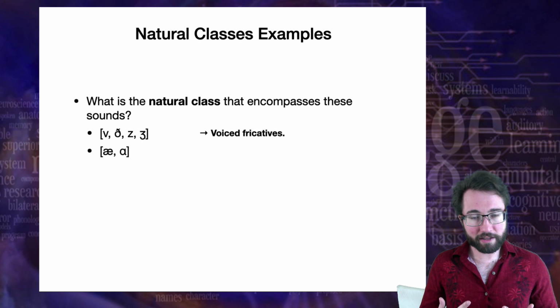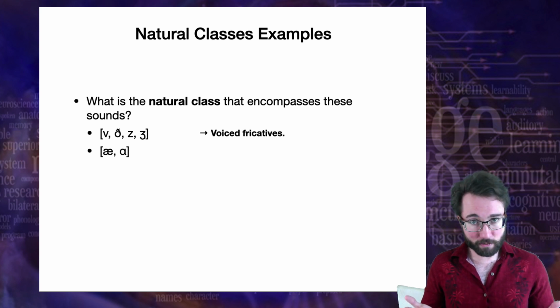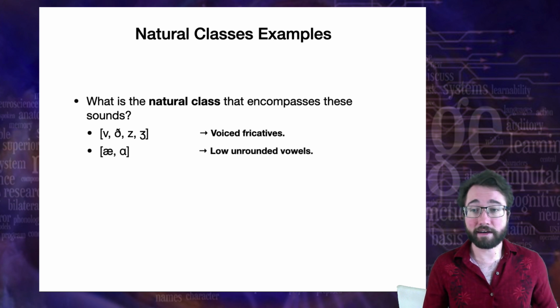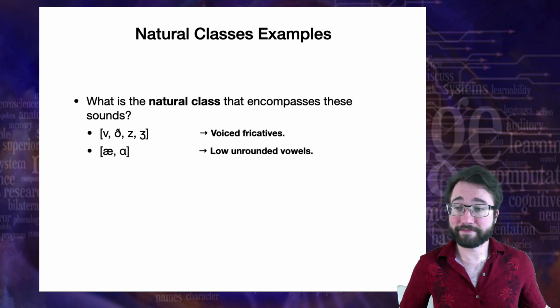Another example, the vowels a and ah. What is the common feature in this set? So a is front and low. Ah is back and low. What's in common is they're both low. So this is the set of low and also unrounded vowels, a and ah.